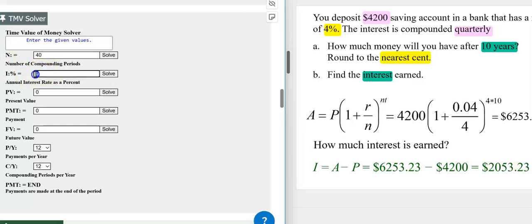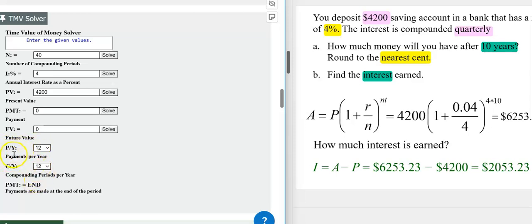The I here is already a percent. You don't put the decimal, you just type 4% here. Present value is given, because 4,200 is P, which is the same as present value PV. So PV is 4,200. Now PMT is the payment. We didn't have any payment here, so you leave it blank or just keep it 0. Future value is what I'm solving for, so I have to click solve after all. But notice you also need to fill in these two values as well.